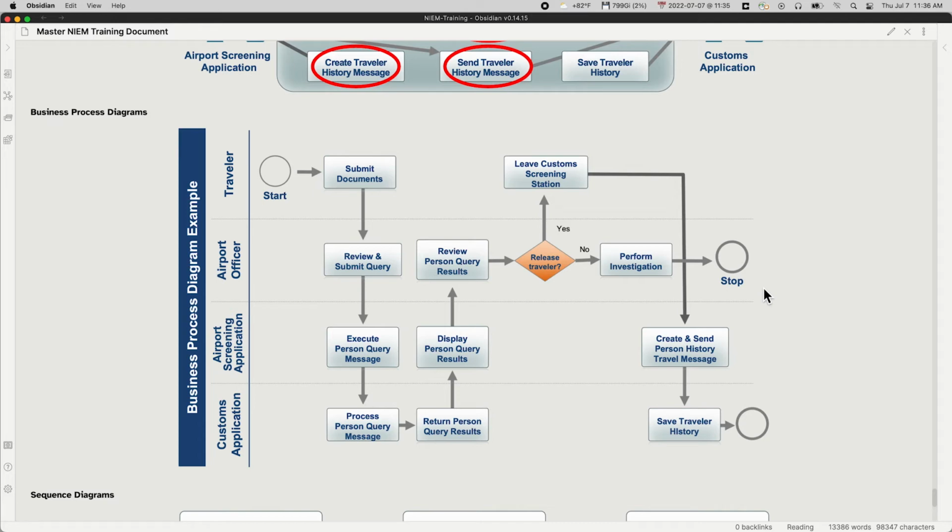And a number of these gray arrows, those are actual exchanges. When that officer sends a query off to the airport screening application, that's a query. That's an exchange of information. And when the results come back, that's another exchange of information. So you can use these kinds of diagrams to help identify where information exchanges occur.